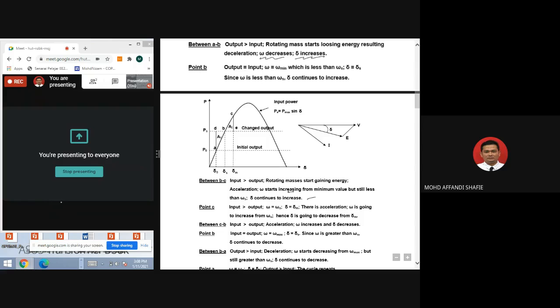So between C and B, input is more than output, which is acceleration, so omega increases and sigma decreases. At point B, input is equal to output, omega is omega max, and sigma is equal to sigma S. Since omega is greater than omega S, sigma continues to decrease.